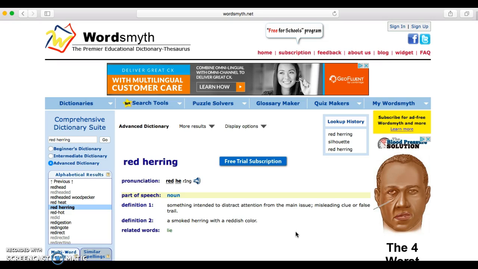So in a book about death, do they really think that a smoked herring with a reddish color is going to be one of the answers? We don't know. But good news is they can see ones that are related to it and how it's used, things like that. One good thing about this is that it's free, and with the thesaurus, you could subscribe and pay a little bit to get rid of the ads on the side and things like that.